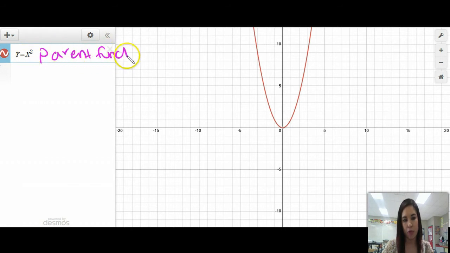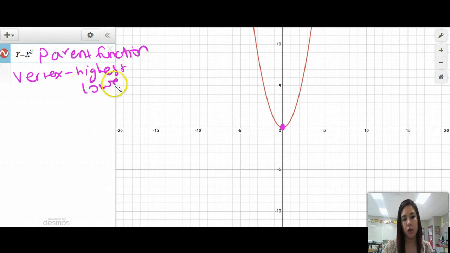Now we have a couple of vocab words we need to know. One of the first vocab words is what the vertex is. The vertex is going to be either the highest or the lowest point on a parabola, in this case right here. Right now we have a vertex at 0, 0. So our parent function has a vertex of 0, 0.